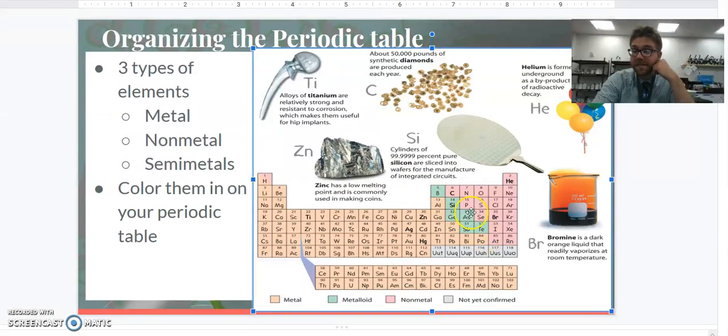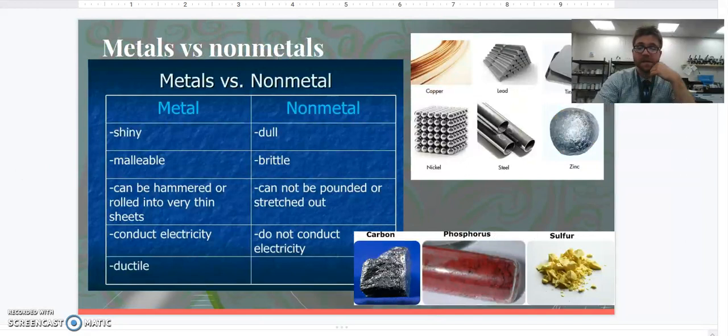Now these green elements in the middle are known as the semimetals. They have properties of both metals and nonmetals. Now let's take a look here. Metals are always shiny. They tend to reflect light. Nonmetals are dull. It's easy to see. Look at this sulfur, a nonmetal, and look at this nickel, a metal. Look how one is really reflective. It reflects light. It's very shiny.